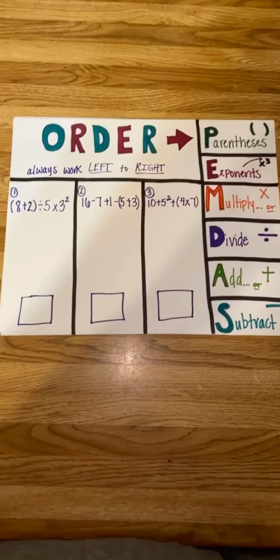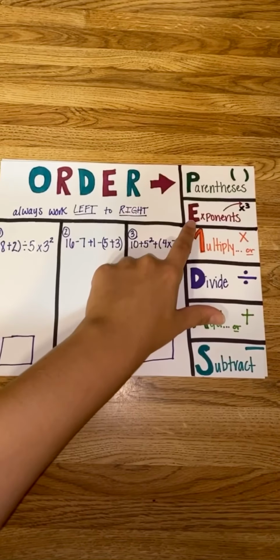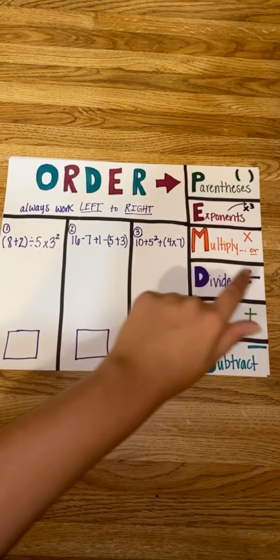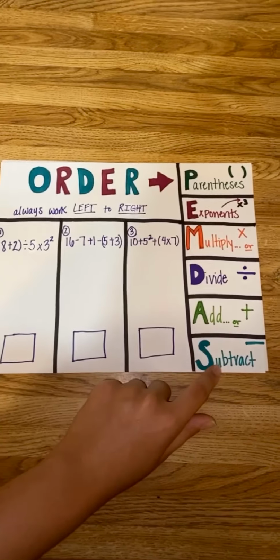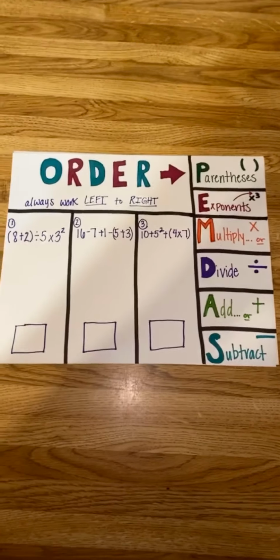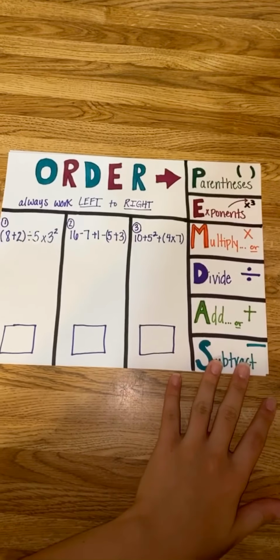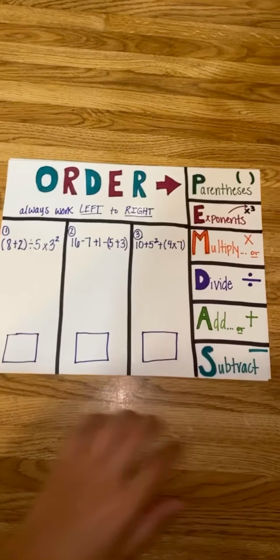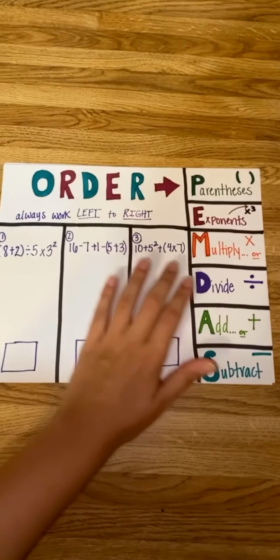So we're going to start with our parentheses, which we'll do first. Exponents are next. Multiply or divide from left to right, and add or subtract from left to right. And so this just gives students a visual reminder of the order of operations, and then you'll notice we're focusing on parentheses from our standards, so each one of our problems that students are going to be working on contain parentheses.